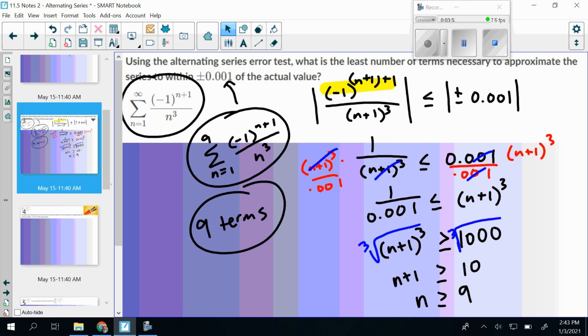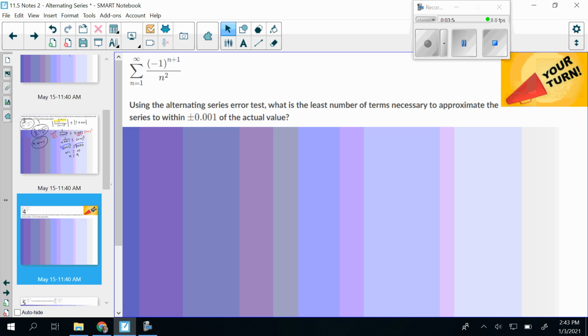All right, let's have you try one out here that's kind of similar. So using the alternating series test, what's the least number of terms needed to approximate the series within 0.001 of the actual value? So why don't you pause and try this one out and see what you get.